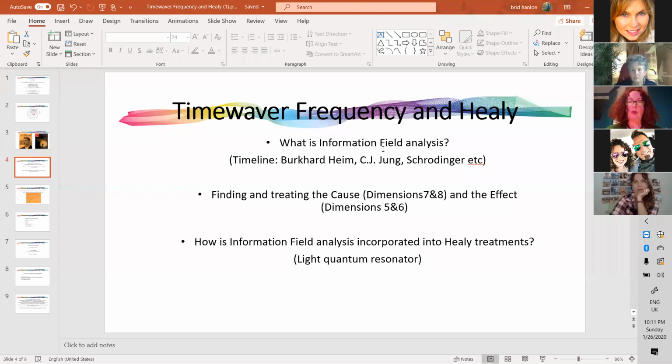So I want to explain a little bit about what the information field is. This type of analysis and this type of use of information field technology is unique, actually, to Healy as a small wearable device. Other frequency devices have preset programs which give everybody the same frequencies for the same amount of time. There's no individual measurement. But with a Healy and Timewaver Frequency, there is individual measurement constantly throughout the treatment. So let's look at what this information field is.